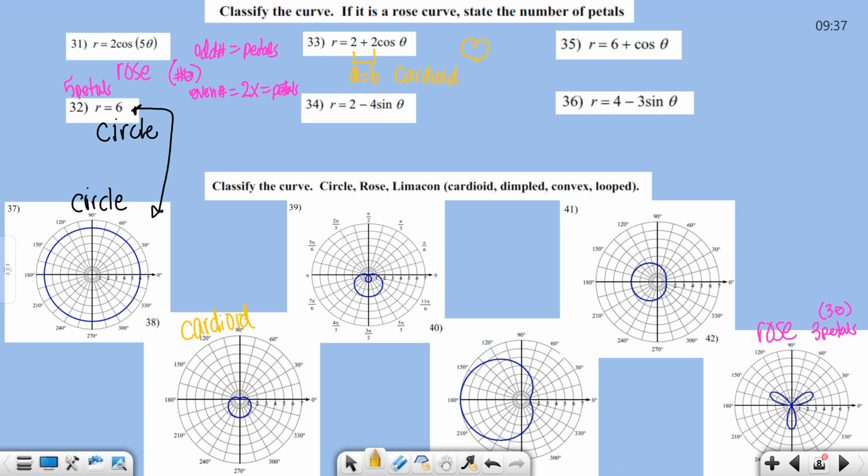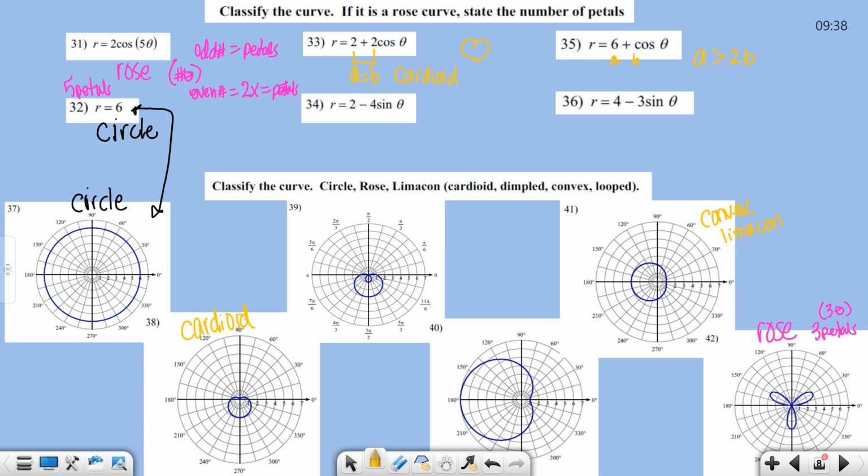Okay. Number 35. In this case, our A value is 6, our B value is 1. Our A is greater than 2 times our B. So when it does that, that is going to give you, pretty sure, our convex limacon. It's trying to make itself a circle, but it kind of doesn't, it bubbles out. It doesn't really have a good dimple on there.